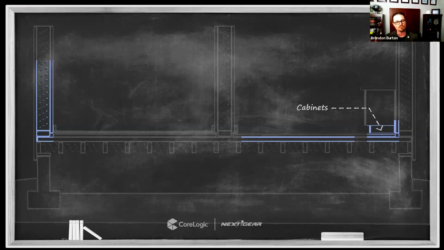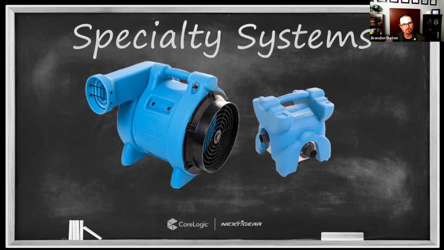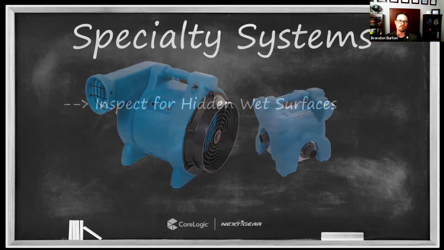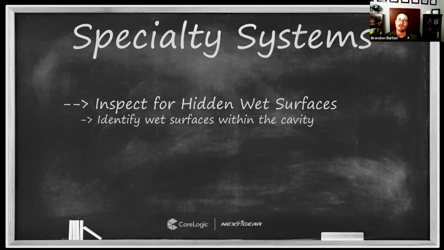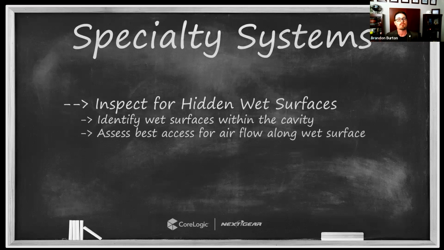Right? And again, when we get into episode 7, I'll dig pretty deeply into some of those different types of systems, best ways to install those systems, how to monitor those systems, how to adjust them. So we'll dig pretty deeply into that in episode 7. So that's just a quick introduction to these specialty systems, a quick review of some of those concepts. First, the rule is we need to inspect, right? We need to know if those wet surfaces are present, that are hidden, trapped, or otherwise out of sight inside of an assembly. If those surfaces are present, then we need to identify where those surfaces are in the cavity and then assess the best way to get airflow along those surfaces. What's the best route of access so that I can get air movement across these surfaces?